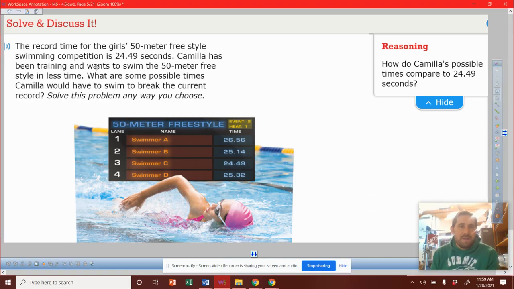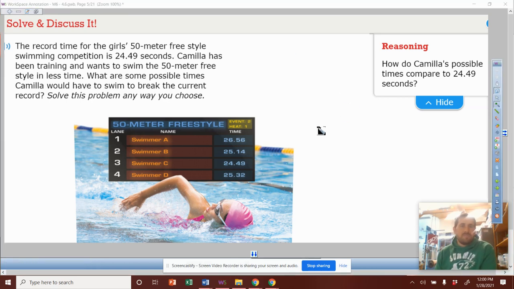All right, the record time for the girls' 50-meter freestyle swimming competition is 24.49 seconds. Kamala has been training and wants to swim the 50-meter freestyle in less time. What are some possible times Kamala would have to swim to break the current record? Solve this problem any way you choose. So go ahead and just start writing some times down.